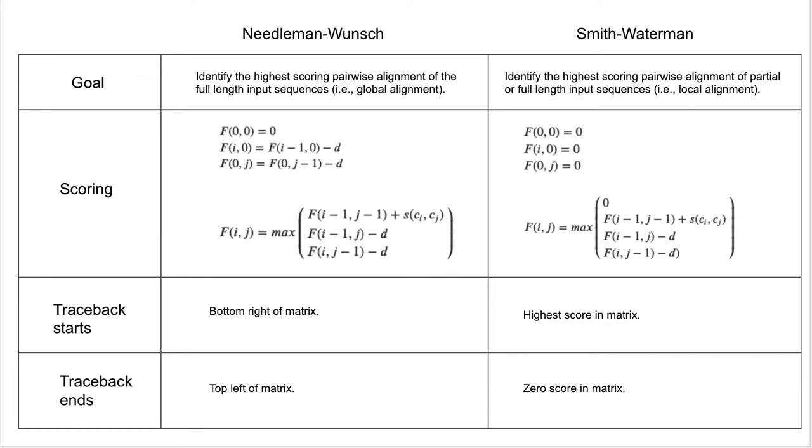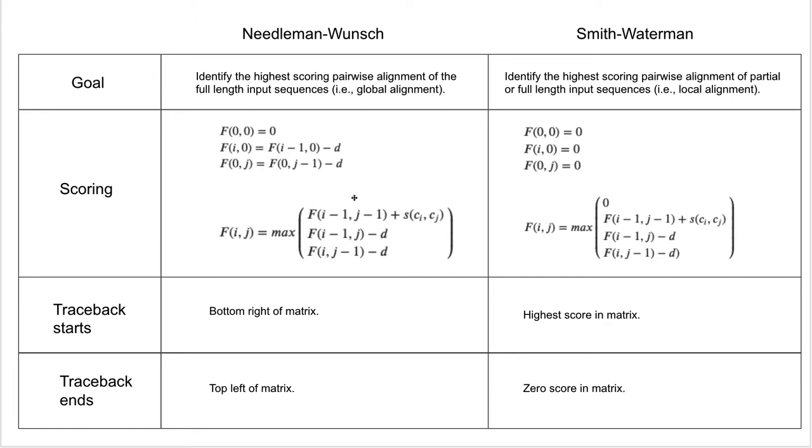So the first thing I have up here when I contrast these two methods is that the goal is different. Needleman-Wunsch is doing a global alignment, while Smith-Waterman is doing a local alignment. The way that this ends up being achieved is through a few modifications, the first of which are to the scoring scheme.